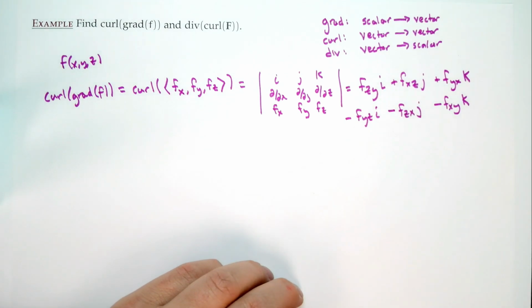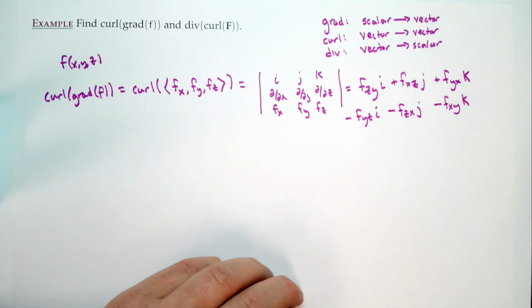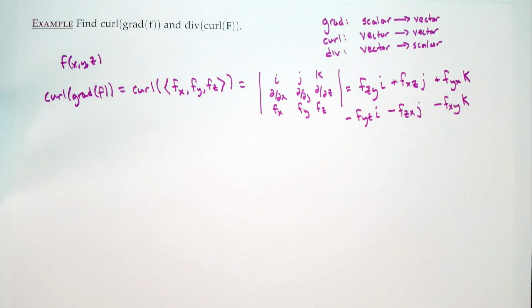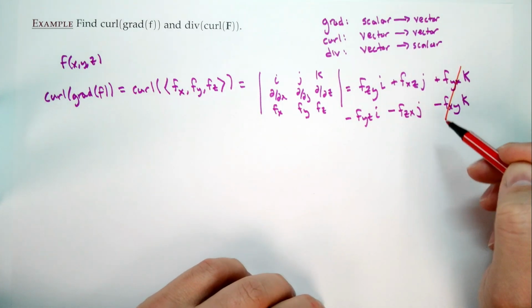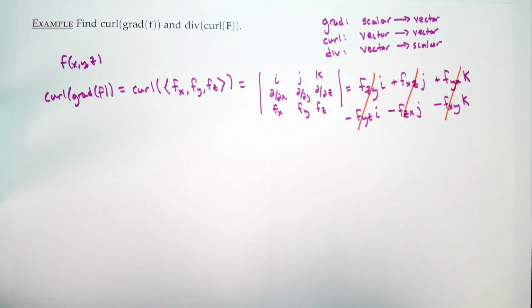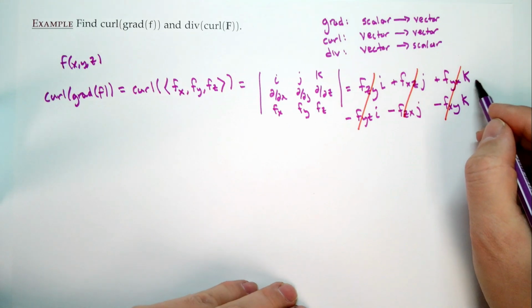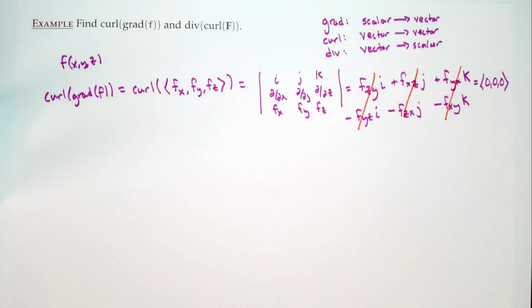And now we look at this and say, oh, wait a second. You see, order doesn't matter when we're dealing with nice functions. So let's assume we have a nice function. Those terms go away. Those terms go away. Those terms go away. And what we're left with is 0, 0, 0. So when we do a gradient and then apply a curl, the outcome is 0, 0, 0. Well, that's kind of interesting. It's very interesting, really.